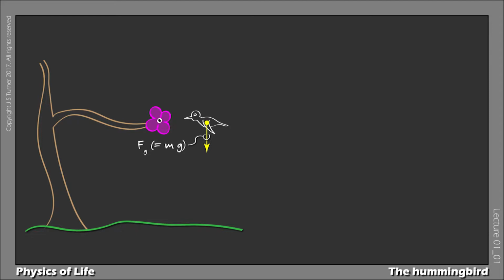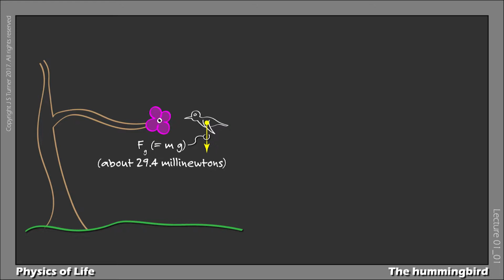We can quantify that force quite precisely. The downward force of gravity is the product of the hummingbird's mass, m, and the gravitational acceleration, g, which is 9.8 meters per second squared. If the average mass of a hummingbird is about 3 grams, or 0.003 kilograms, this means that gravity is pulling down on the hummingbird's body with a force of 9.8 times 0.003, or roughly 29.4 millinewtons. This, by the way, is the hummingbird's weight, which is different from its mass.